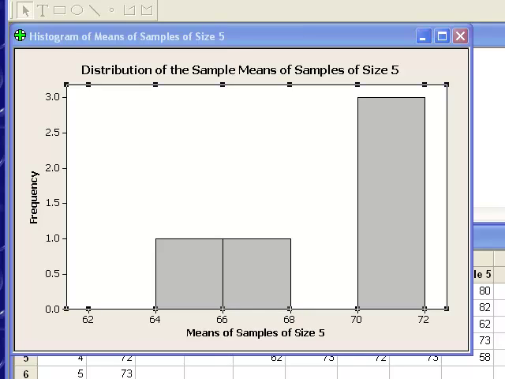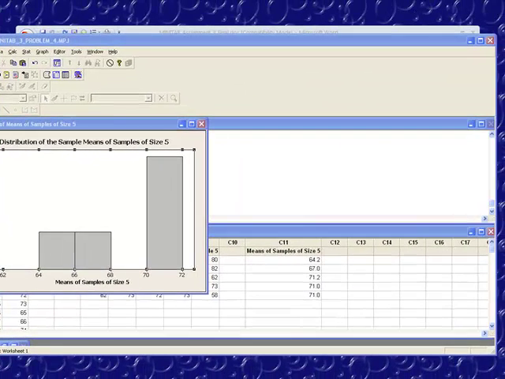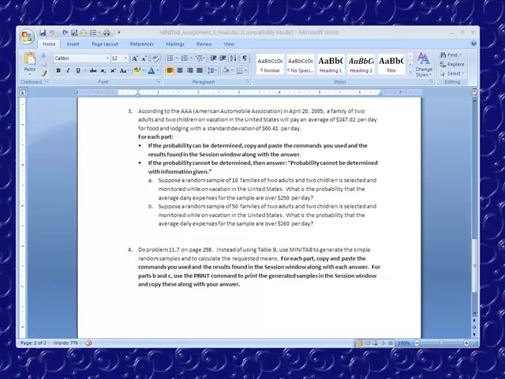So then you answer to that. Make sure you show all your commands for getting the means and the samples and all that for this problem. So that concludes the help for MINITAB 3.